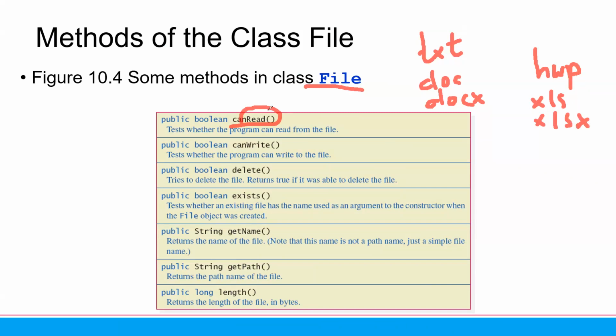If we want to check whether the program can read or not, you can try canRead. If it is readable, then it returns true, because it is Boolean, which is true or false. You can write. Some of the files are not accessible for writing, so I want to check whether it is available to write or not. Or I want to delete. Or I want to know whether the file exists or not. Or I want to get the file name. I want to get the path going to that file. And I want to find what the length is, so how big the length of the characters in that file is.